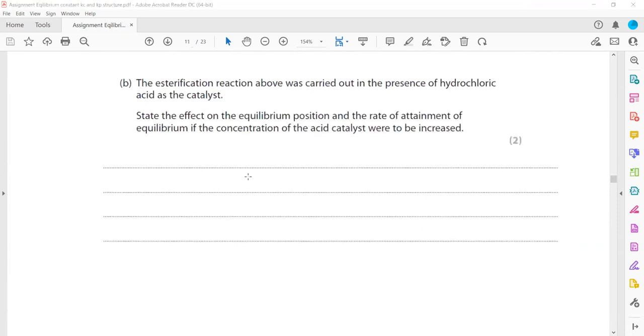The esterification reaction above can be carried out in the presence of hydrochloric acid as a catalyst. State the effect on equilibrium position and the rate of attainment of equilibrium if the concentration of acid catalyst were to be increased. So look, Kc or Kp is only affected by temperature. Even if I add acid, add reactant, or add product, the value of Kc does not change. So there will be no effect on the value of Kc or Kp.